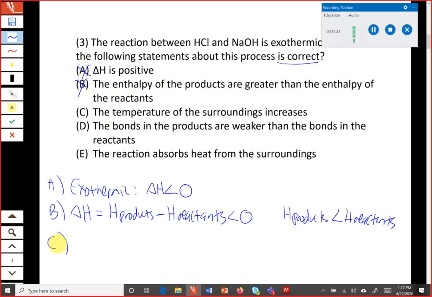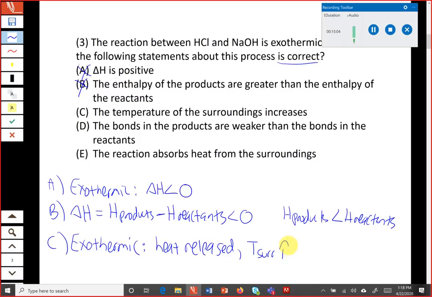If we go to choice C, the temperature of the surroundings increases. When we're dealing with processes that involve enthalpy changes, in particular chemical reactions, whenever you have an exothermic process, remember that delta H is defined as the heat of the reaction at constant pressure. So if we carry out the reaction at constant pressure, the heat that we measure is equal to delta H. If we have an exothermic reaction, that means heat is negative, meaning heat is released. And if heat is released, the surroundings are going to absorb that heat and their temperature is going to increase. So in an exothermic reaction, the temperature of the surroundings increases.